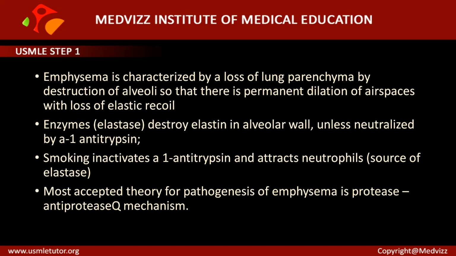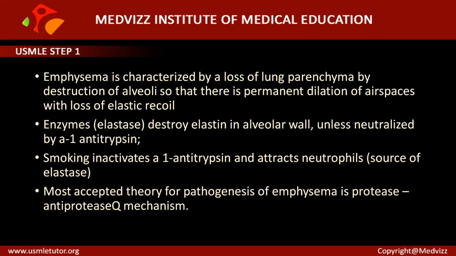Now, emphysema is characterized by the loss of lung parenchyma, typically because of the loss of elastic tissue, mainly by the destruction of the alveoli. Whenever there is destruction of the alveoli, along with loss of elastic tissue, there will be a permanent dilation of air spaces and a typical loss of elastic recoil capacity of the lung. Because the elastic fibers are damaged, the lungs cannot recoil. That is the reason the patient presents with a barrel-shaped chest.